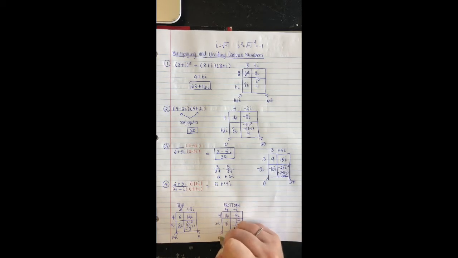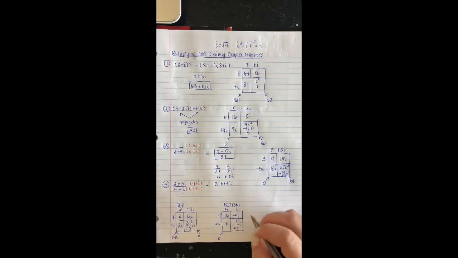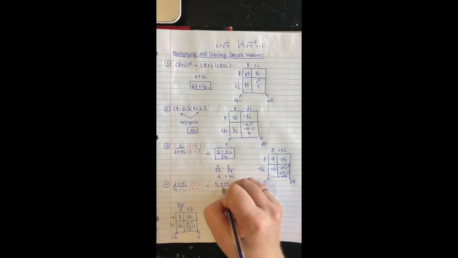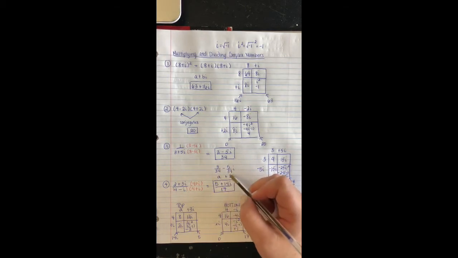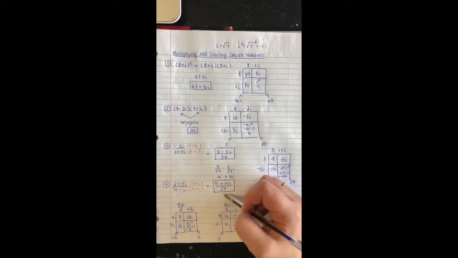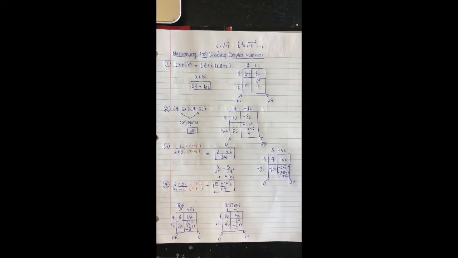As I add along my diagonals, I have no i's left. That was the point of the conjugates. And 16 plus 1 comes out to be 17. As I said before, you could split them if you prefer to put it in a plus bi form like this, or look out for this as an equivalent form for this answer, but this would be fine if you were giving me an answer like this.